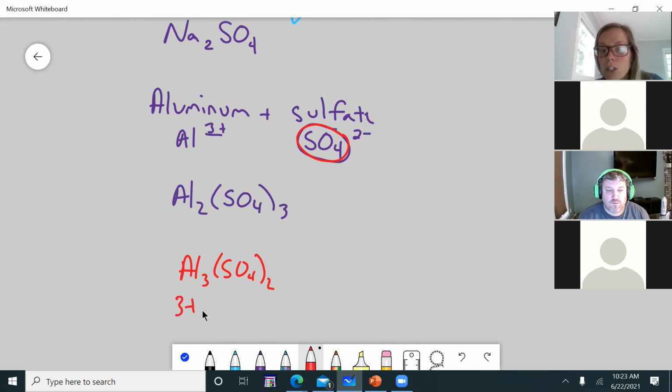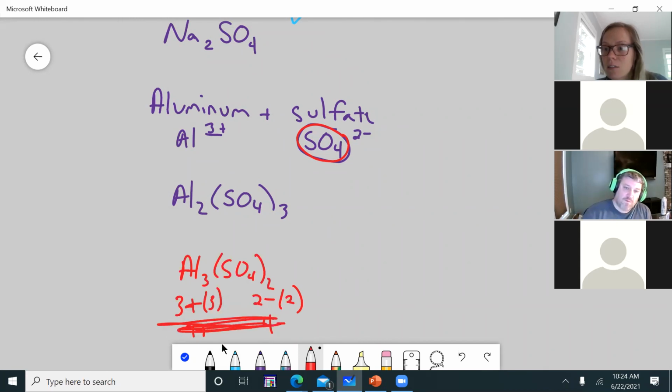Aluminum has a 3+ charge, and there are how many in this formula? There's 3 of them. That's a 9+ charge. Sulfate has a 2- charge. How many of them are there? There are 2 of them for an overall 4- charge. Does that neutralize out? It doesn't. It's not charge neutral. It doesn't equal 0. So we don't like that. This one we like. This guy's good. This is a 6+ and a 6-.